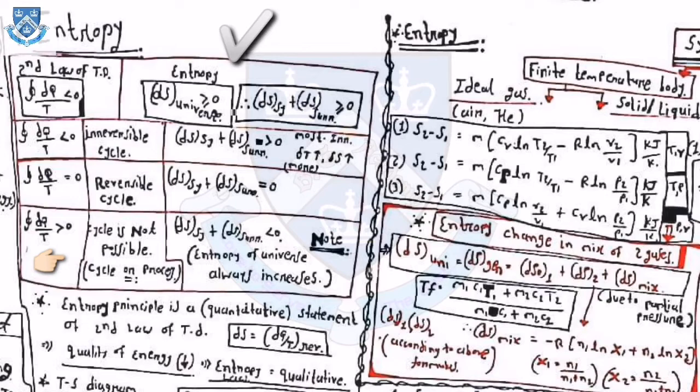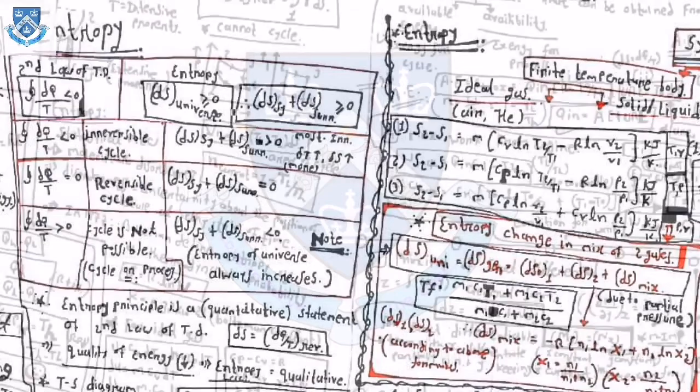Okay, then one more note is here: quality of energy is always decreased, but the total entropy of an isolated system will always increase. Here the entropy law is a qualitative law. The entropy principle is a quantitative statement of the second law of thermodynamics, but the law is a qualitative law.